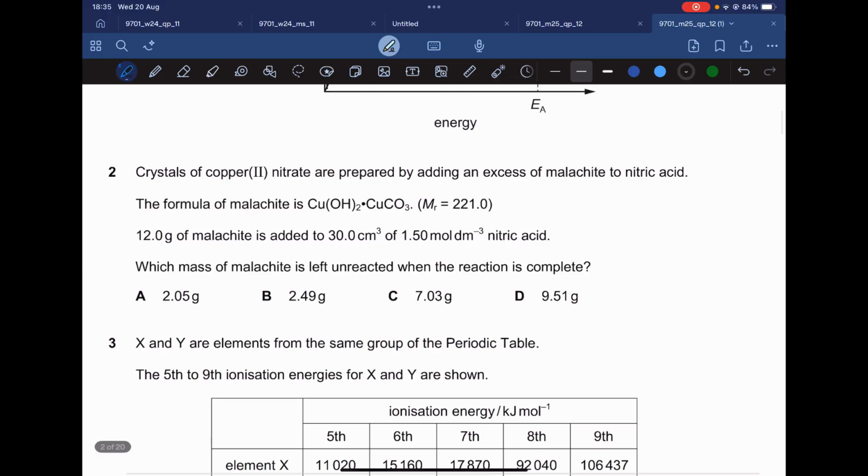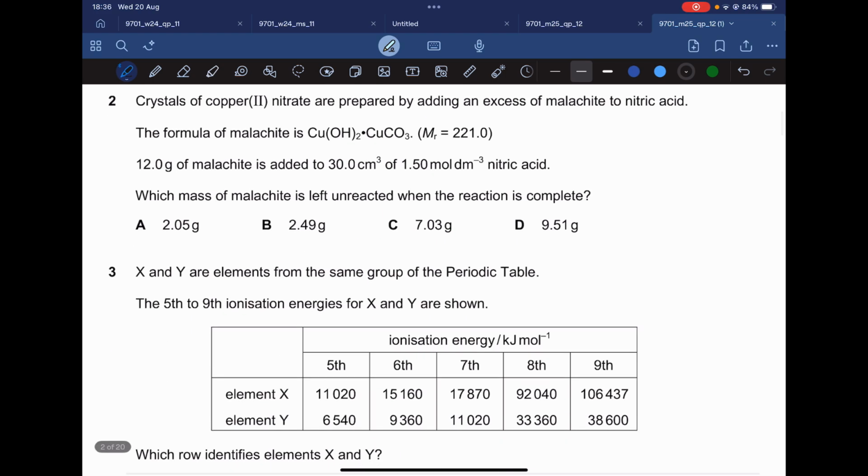Okay, 2. Crystals of copper 2 nitrate are prepared by adding an excess of malachite to nitric acid. The formula is shown, and then 12 grams of malachite is added to 30 centimeters cubed of 1.5 moles per decimeter cubed nitric acid. What mass of malachite is left unreacted when the reaction is complete?